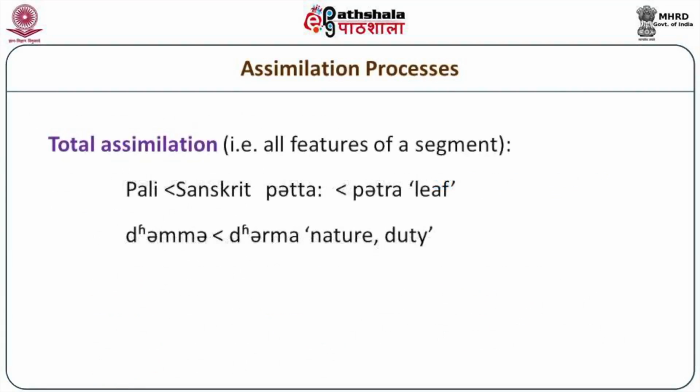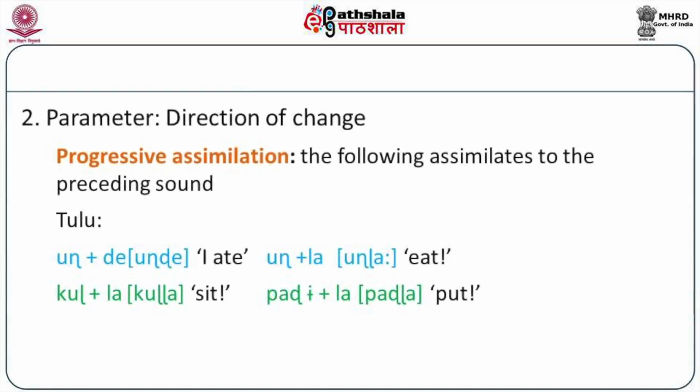And then finally we have total assimilation, when one segment becomes totally like a neighboring segment. For example, in Pali, the Sanskrit word patra became patta, where the ra following a ta became a ta. This is a common phenomenon, especially found in many Dravidian languages, such as Telugu, which is well known for total assimilation. Based on the direction of change, assimilation is of two main types: progressive assimilation and regressive assimilation.